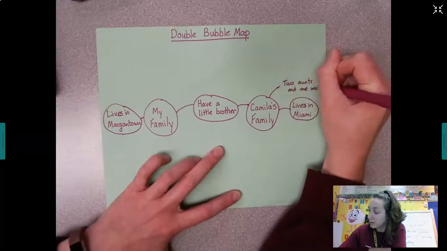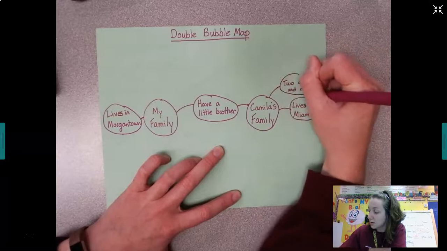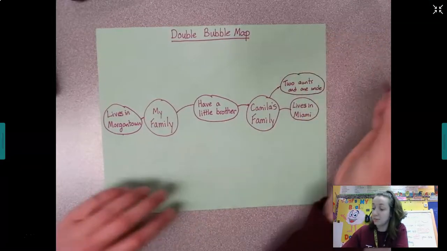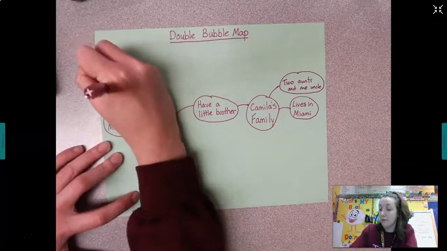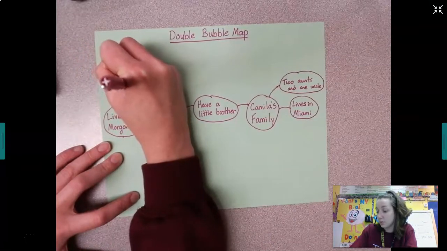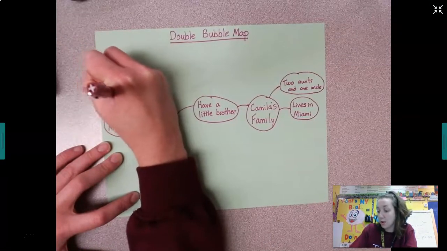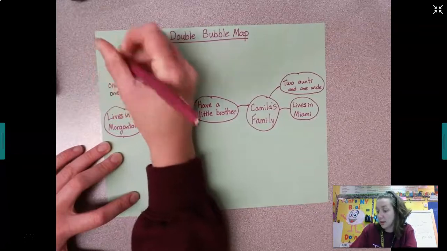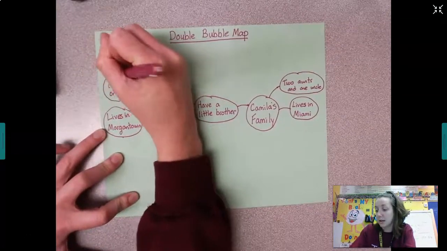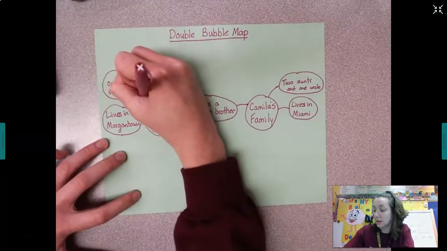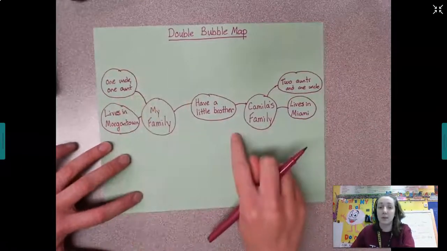For Camilla, on that side, and on my mom's side, I only have 1 uncle and 1 aunt. Okay, so that's something that we have that is different, that's contrasted. Notice it just connects to the family that it is talking about.